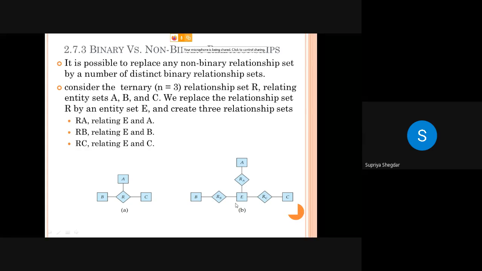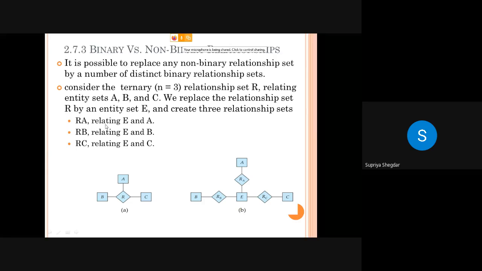So instead of R, we can use the entity set E, and between this new entity set and the old entity set A, we can add a new relationship. Consider RA, which is a binary relationship. Again, we can add a relationship between the new entity set E and the old entity set C, that is RC, and RB is the relationship between B and E. So we can create the three relationship sets.